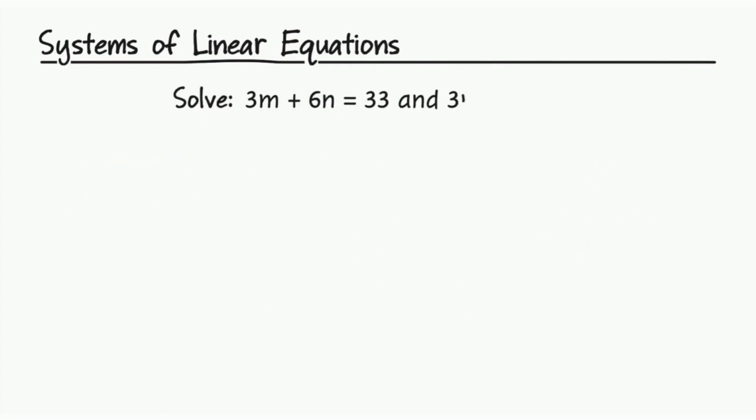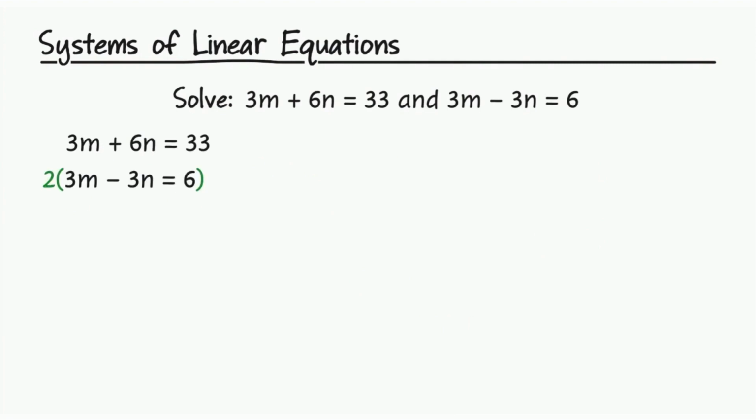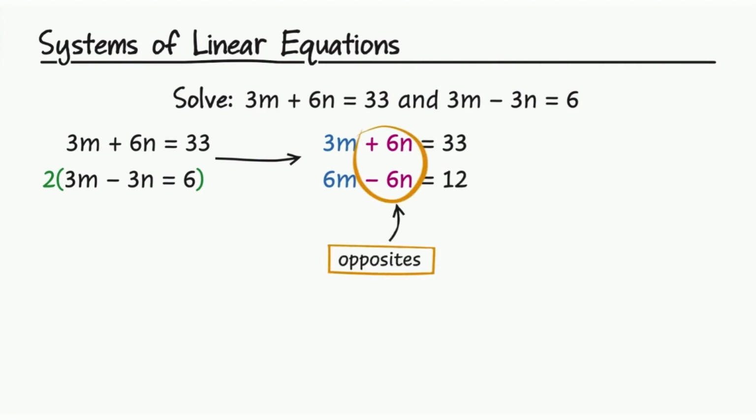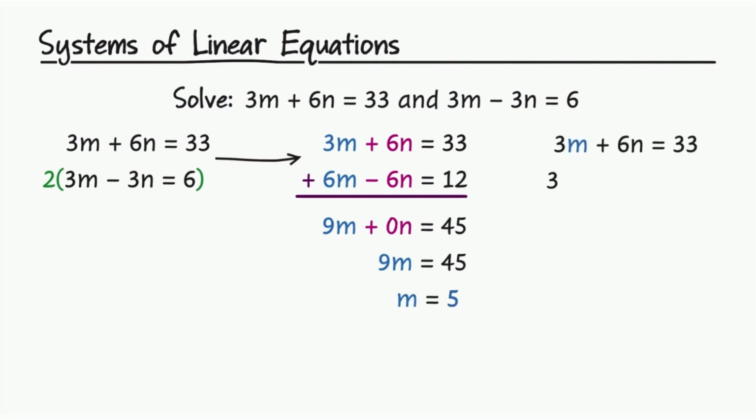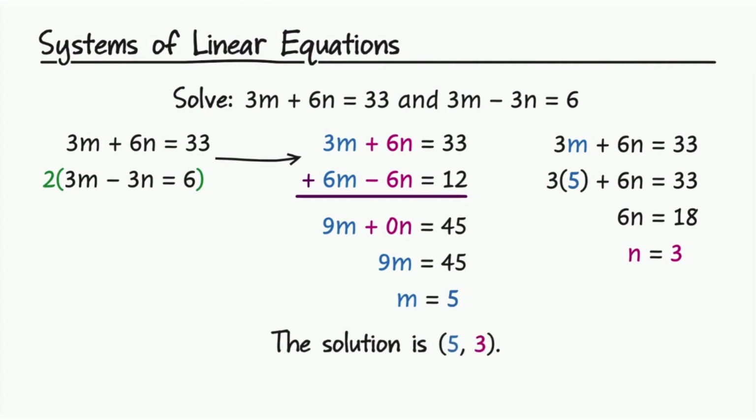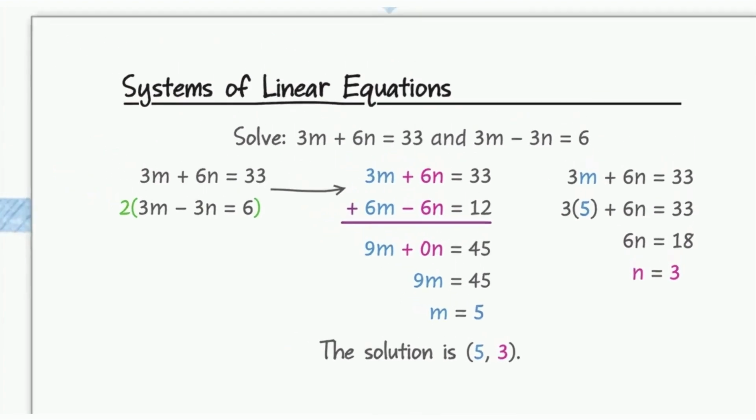Students also solve systems of linear equations by using elimination. The goal with this method is to get a pair of like terms, one in each equation, that are opposites. Then, when the equations are added, the opposite terms are eliminated, resulting in an equation with a single variable. From there, the steps are the same as with substitution.